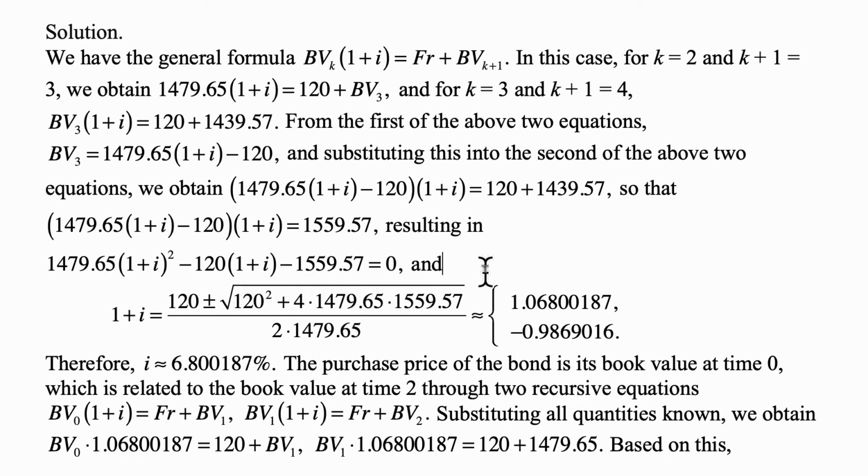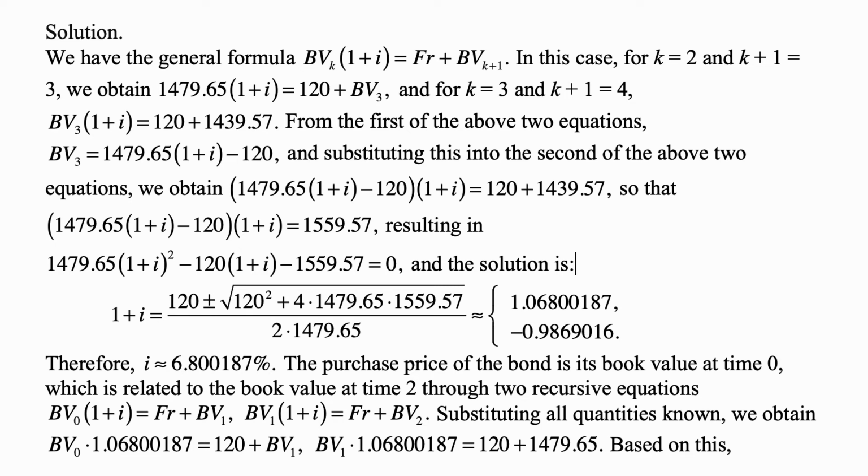The solution of it, if we treat 1 plus I as the unknown, is 1 plus I equal to 120 plus or minus the square root of 120 squared plus 4 times 1479.65 times 1559.57, divided by 2 times 1479.65. There are two possible solutions. One is 1.068000187 or negative 0.98690016. Only the positive solution is feasible because the problem says that the interest rate is positive, and therefore I is approximately 6.800187%.